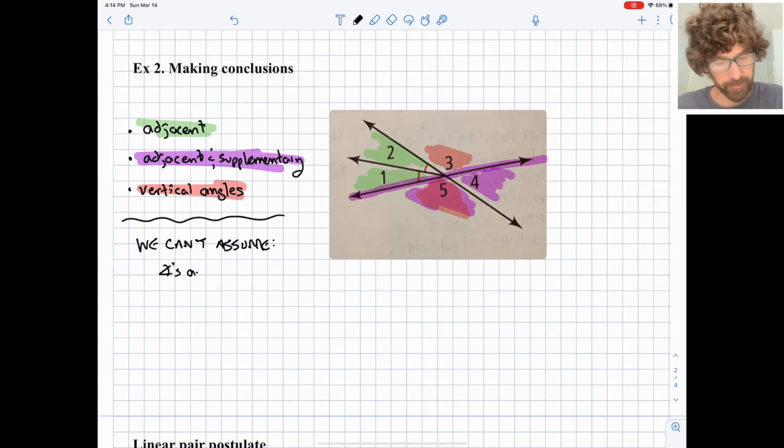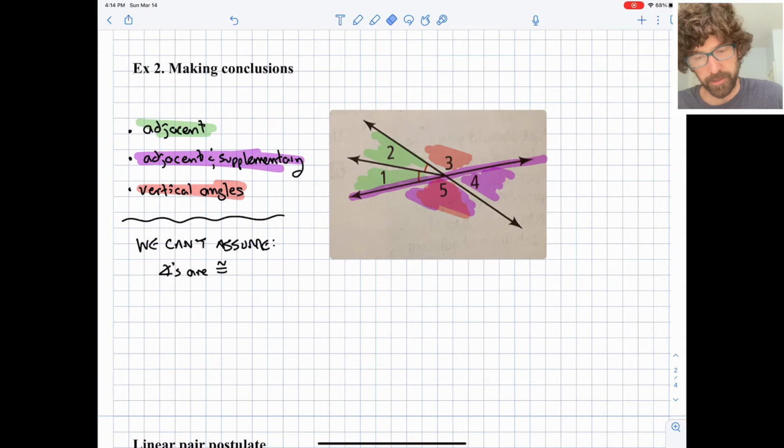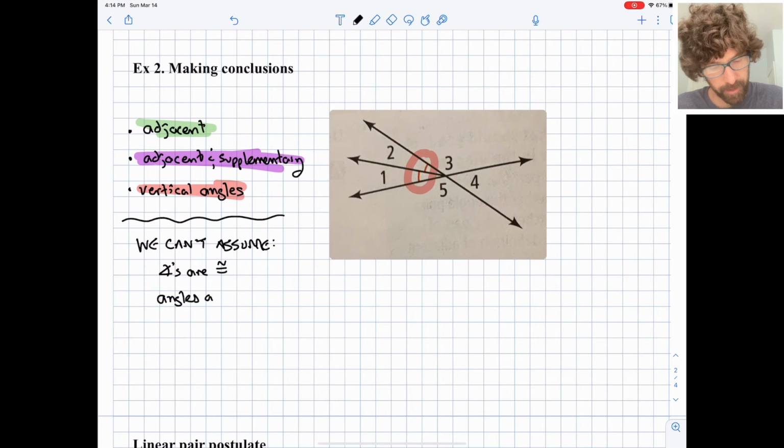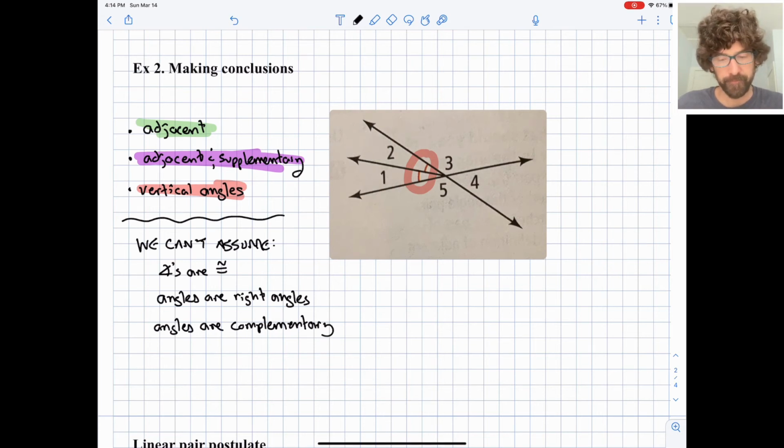We can't assume that angles are congruent without being told specifically that they are. In this case, we are being told that angles 1 and 2 are congruent. That's what those red arcs mean. But we can't assume that angle 2 is congruent to angle 4 or something. We can't assume that angles are right angles, even if it looks like they're right angles. And we also can't assume that angles are complementary, unless we're specifically told what the measures of those angles are. So that's just a little bit about what we can and cannot assume when we're given a diagram.